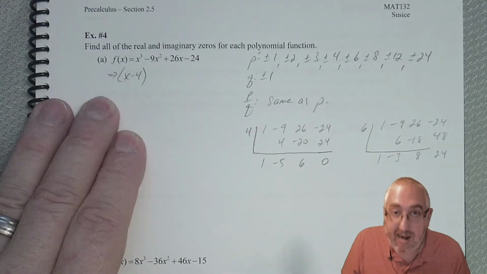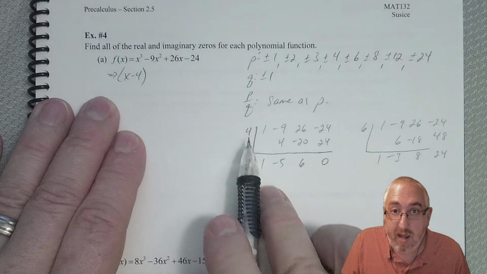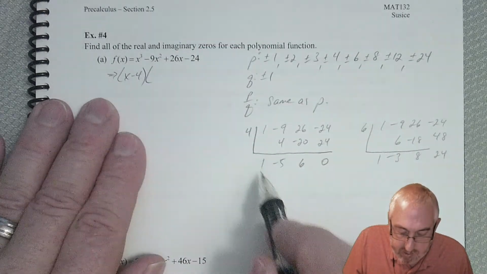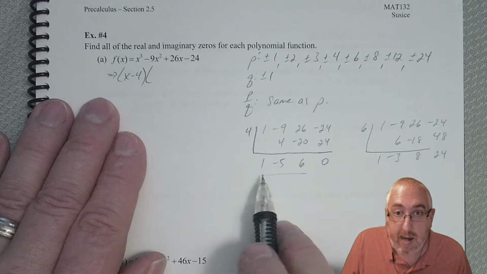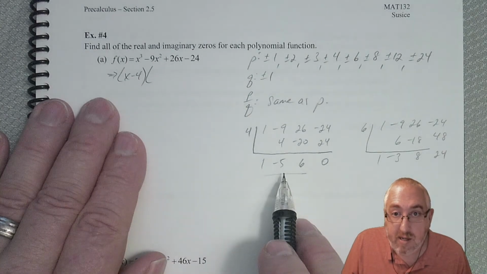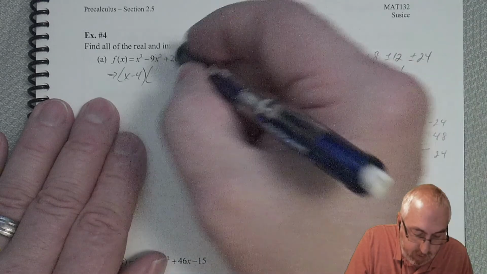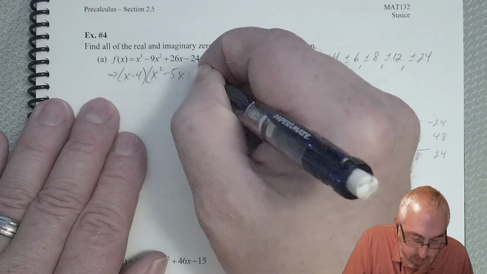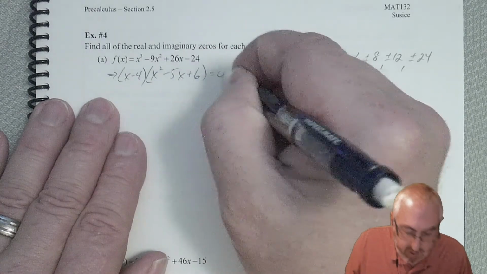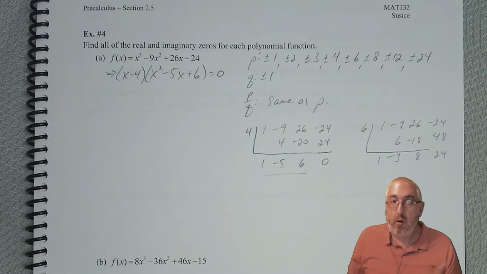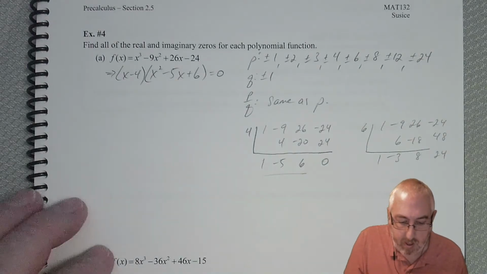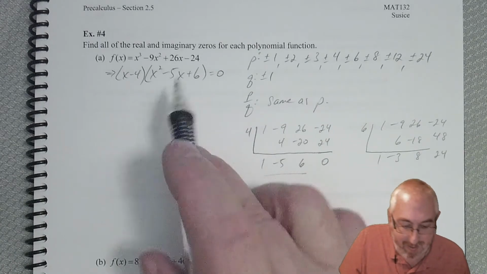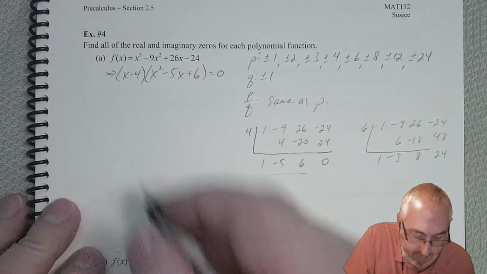So we can say that this is x minus 4 because we have k is equal to 4, and then times what's left. And remember, this tells us what's left. So we got x squared minus 5x plus 6. And again, we're just setting this equal to 0 because we're trying to find those zeros. So now, since it's quadratic, we have all kinds of methods to break this down. But factoring will work on that.